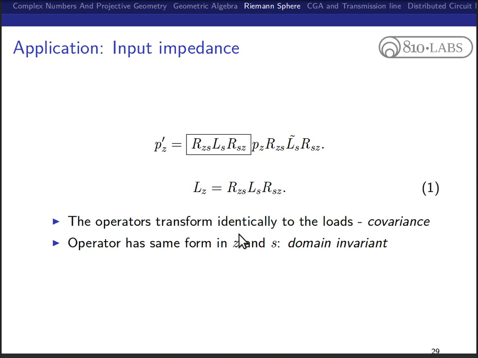The other advantage is that, if you look at the paper, the operators have the exact same form in both bases, Z and S. So we say that the Riemann sphere is domain invariant. There's no reason to apply the matched line in one domain or the other because the forms are functionally the same, which makes sense.